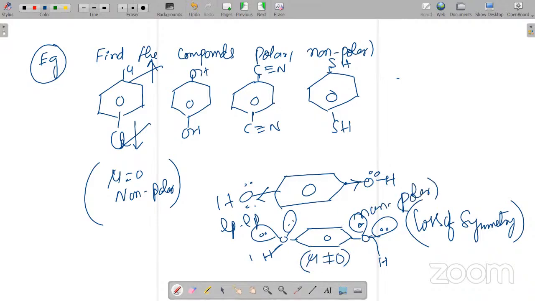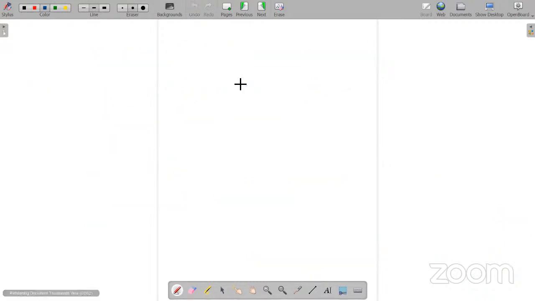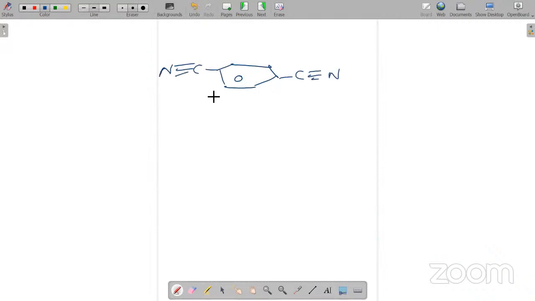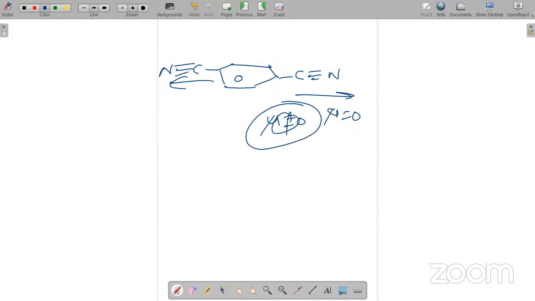Next one, cyanide. In C triple bond N and C triple bond N, this will pull this side and this will pull the other side. The net dipole moment is non-zero. Sorry, it is 0. The dipole moment is 0, so this is a non-polar molecule. I hope you all understand this one.